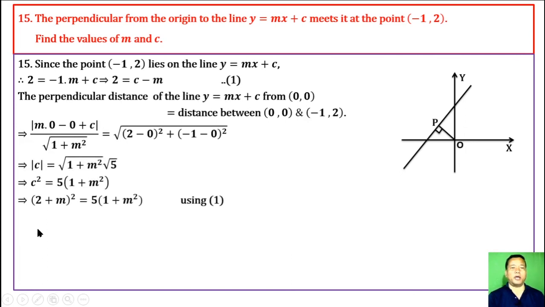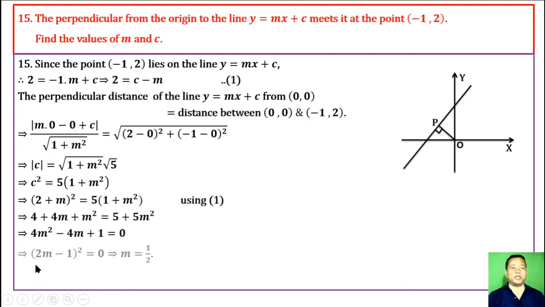Squaring and using equation 1, we get a quadratic equation in m. Solving, m equal to half. From equation 1, c equal to 2 plus m, that is 2 plus half, that is 5 by 2. These are the required values.